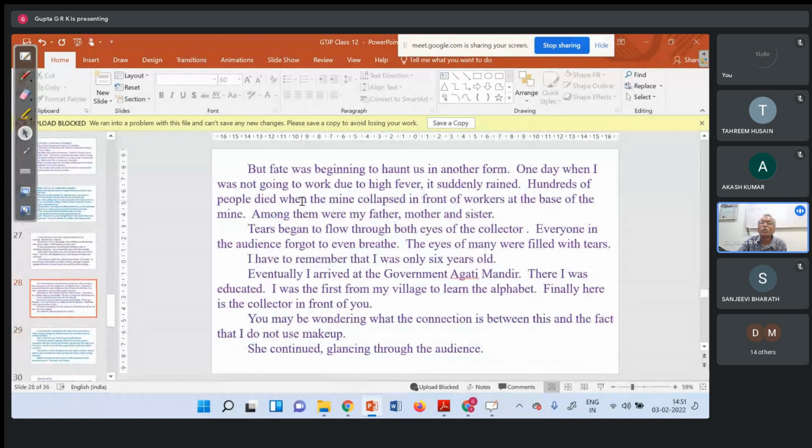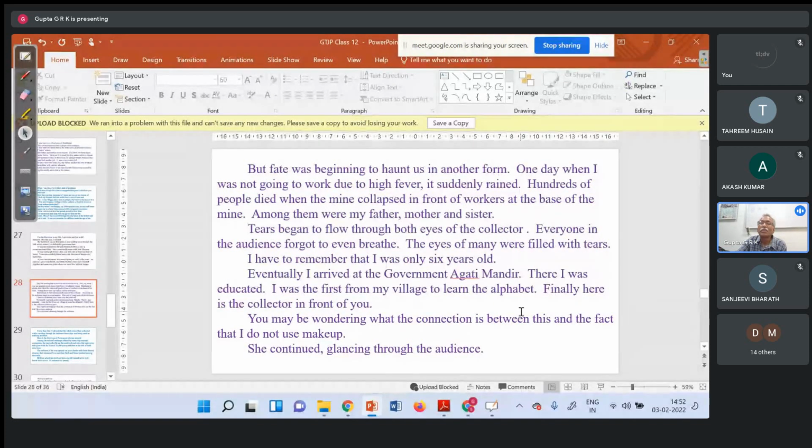But fate was beginning to haunt in another form. One day, when I was not going to work due to high fever, it suddenly rained. Hundreds of people died when the mine collapsed in front of workers at the base of the mine. Among them were my father, mother, and sister. Tears began to flow through both eyes of the collector. Everyone in the audience forgot even to breathe. The eyes of many were filled with tears. I have to remember that I was only 6 years old.